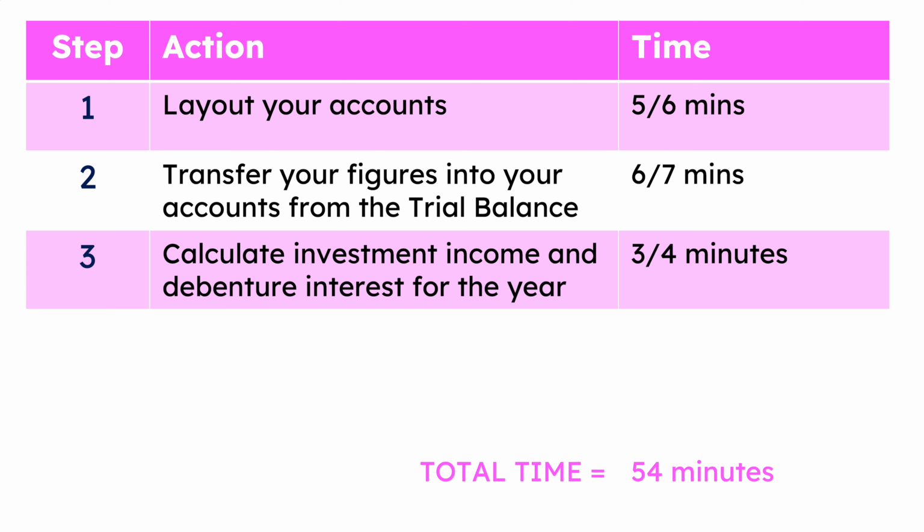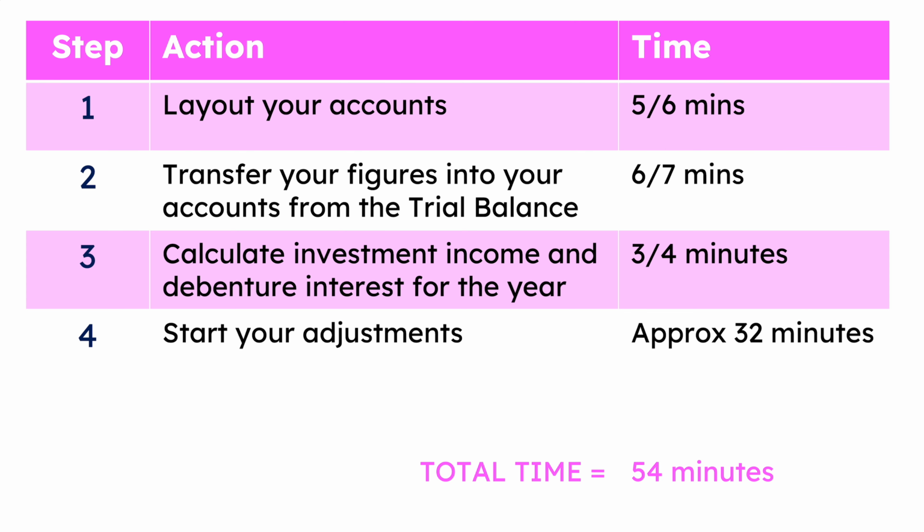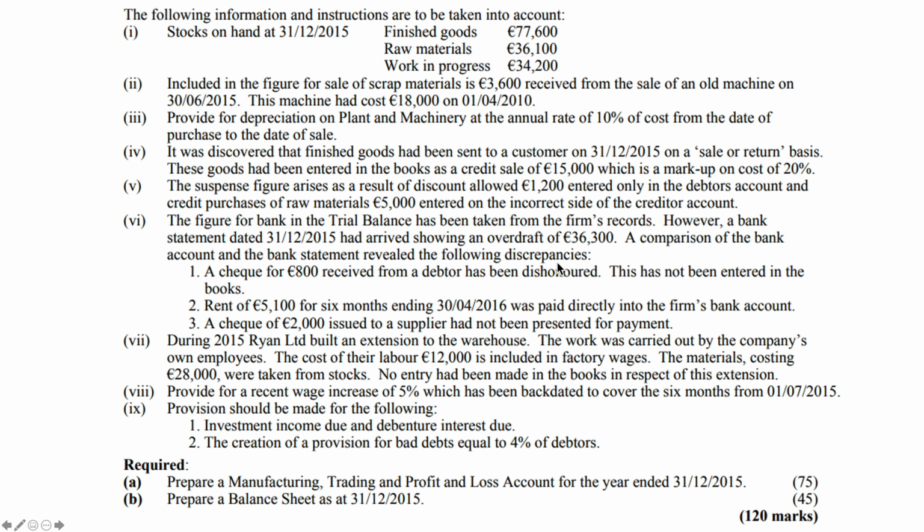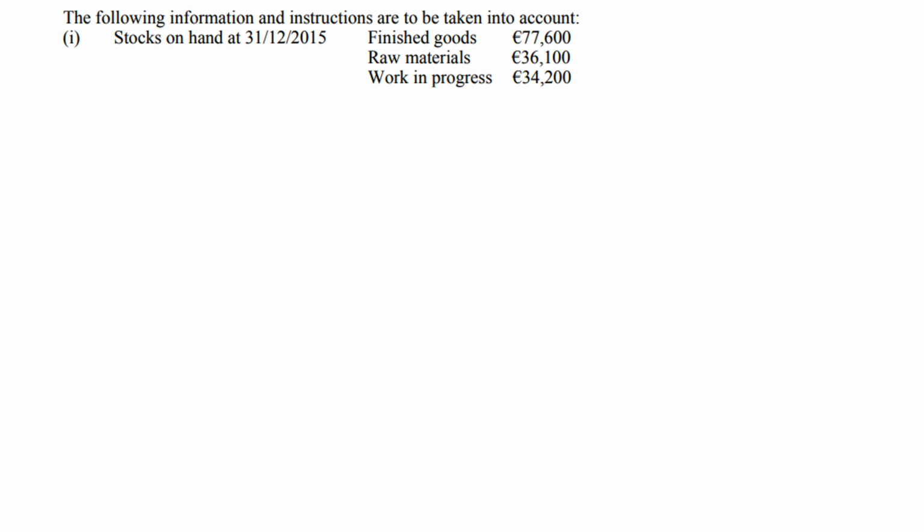Okay, so we're going to get started into the adjustments now, and we've got 32 minutes in which to do this, but you'll find in manufacturing accounts you might actually get them done a bit quicker than you would in sole trader or company accounts, and that's because you've had to lay out a whole extra account. I think that's why they take it a bit easier on you in the adjustments. Okay, so there's the adjustments there. We have 9 adjustments, so let's get started.